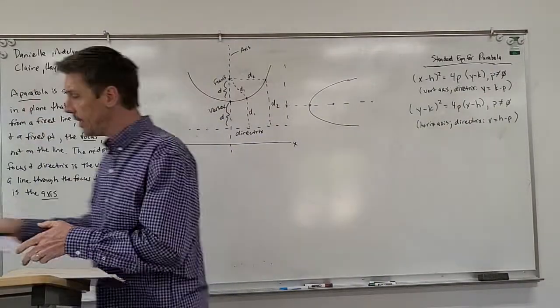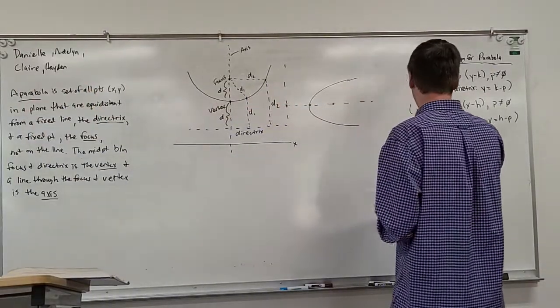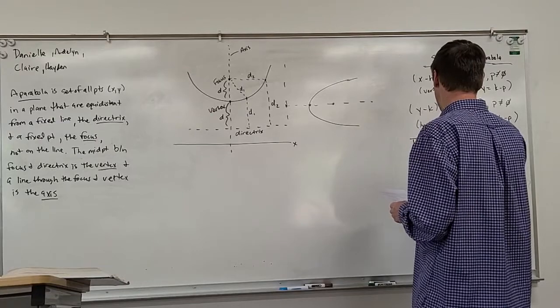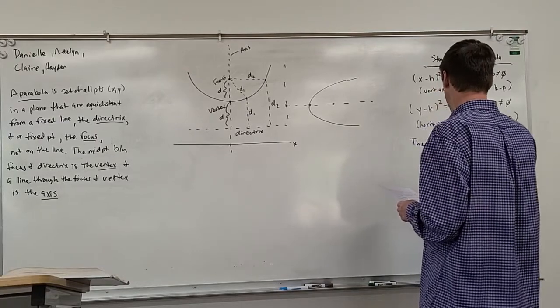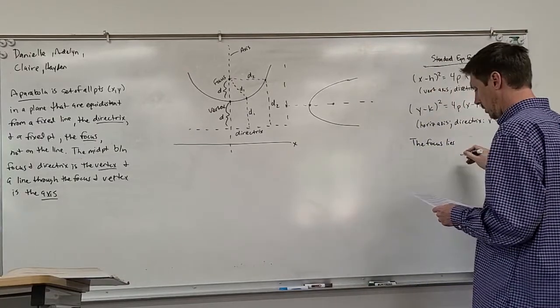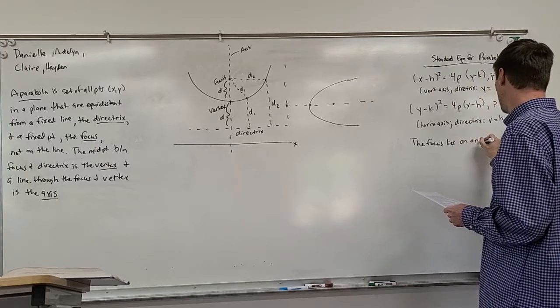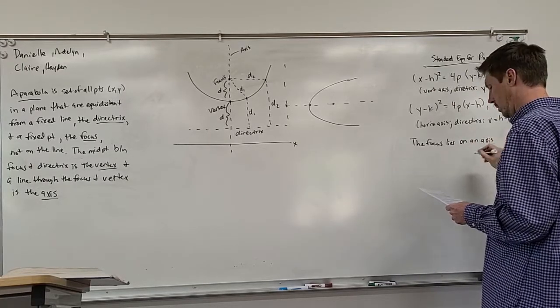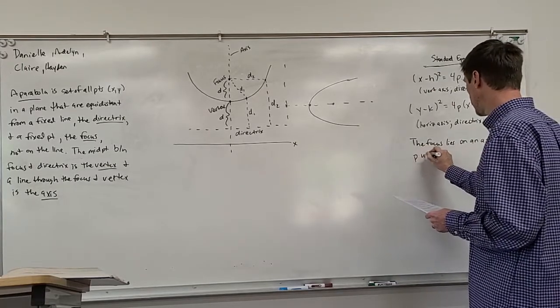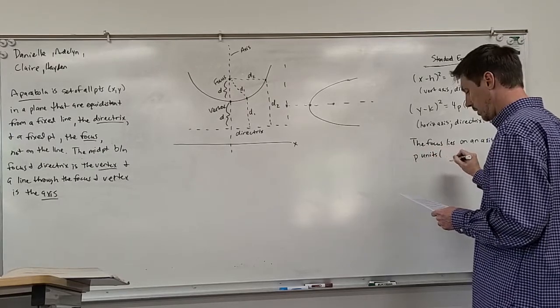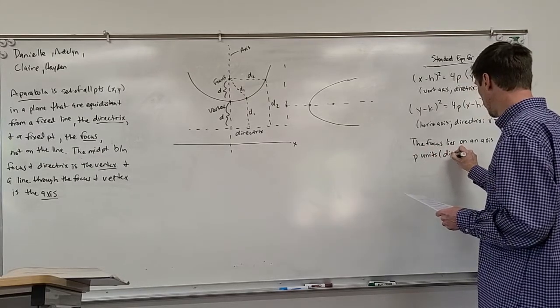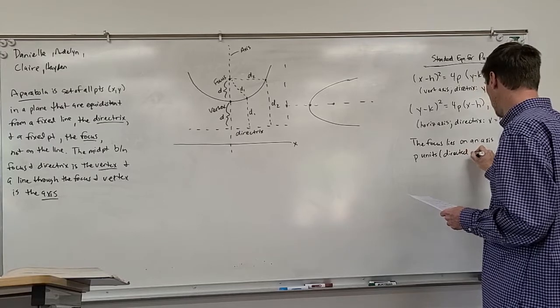As far as p, we say the focus lies on an axis p units from the vertex, and this is what I had to add into my notes. This is a directed distance.